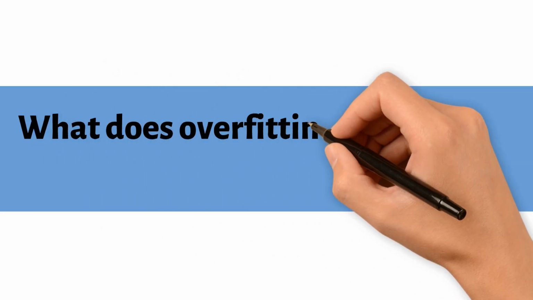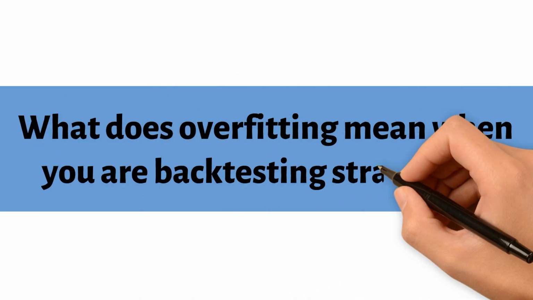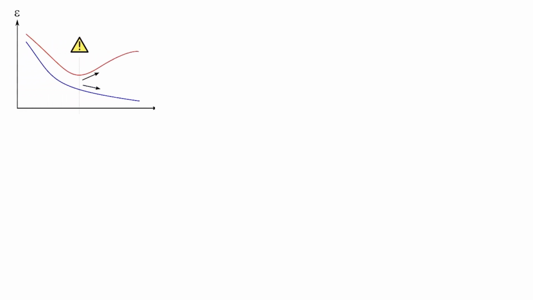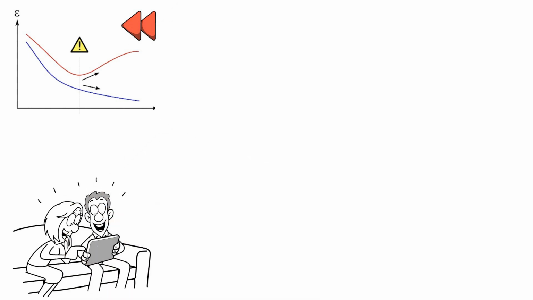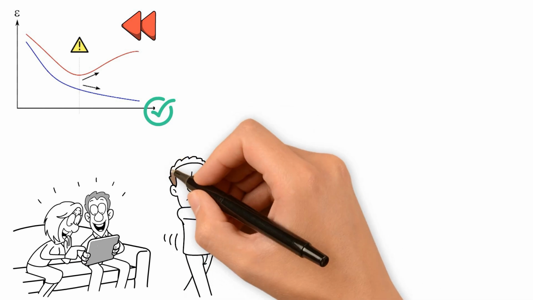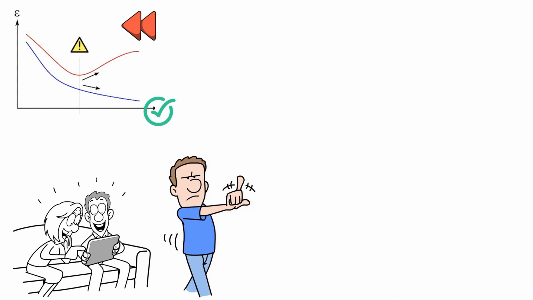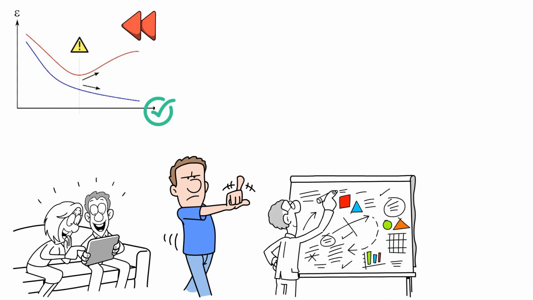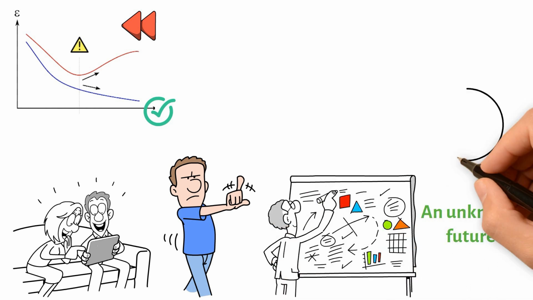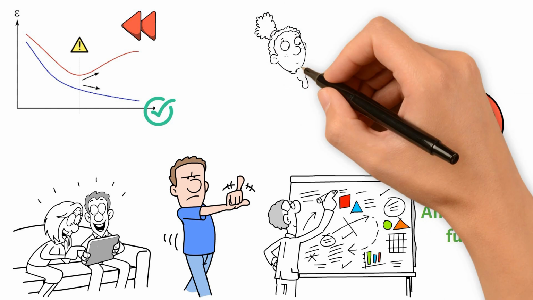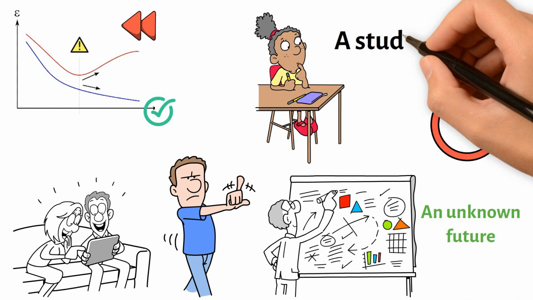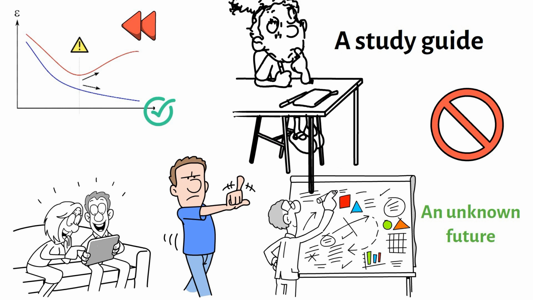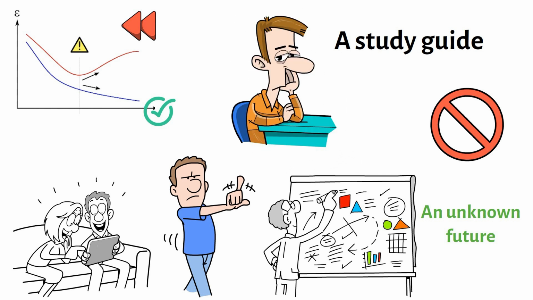What does overfitting mean when you're backtesting strategies? Overfitting in backtesting happens when a strategy is too closely adjusted to match past data, making it look very effective in hindsight. However, because it's so finely tuned to past data, it might not perform well with new, unknown, and future data. After all, you want a strategy that can predict an unknown future, not what's happened in the past. Overfitting's the same as memorizing answers for a test based on a study guide and then failing on different questions in the actual exam.